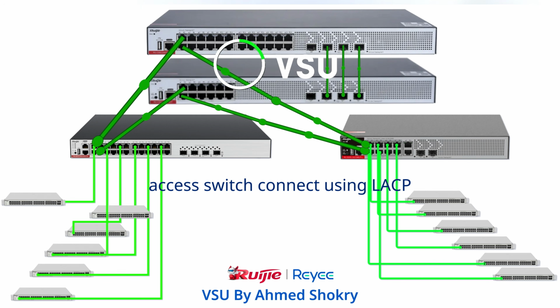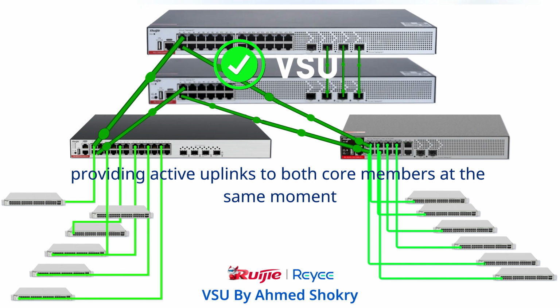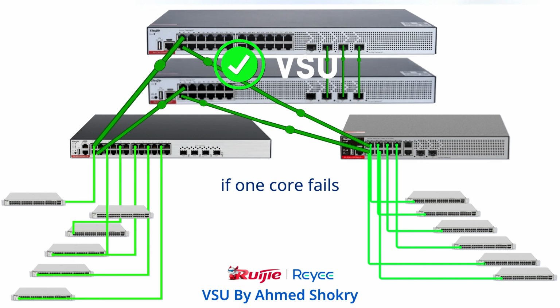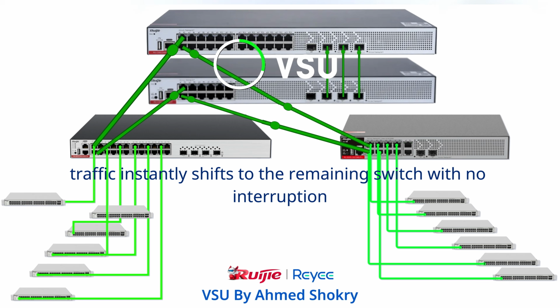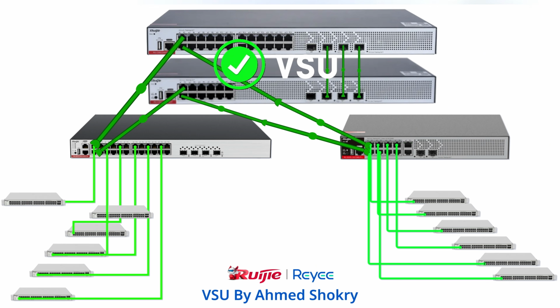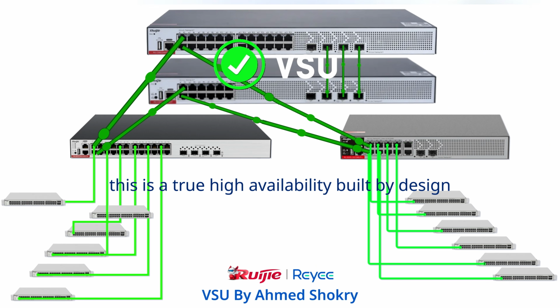Access switches connect using LACP, providing active uplinks to both core members at the same moment. If one core fails, traffic instantly shifts to the remaining switch with no interruption. This is true high availability built by design.